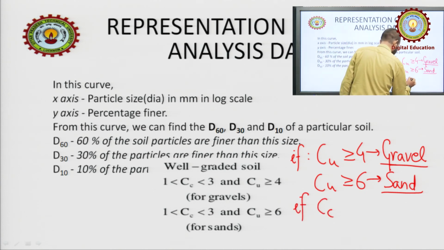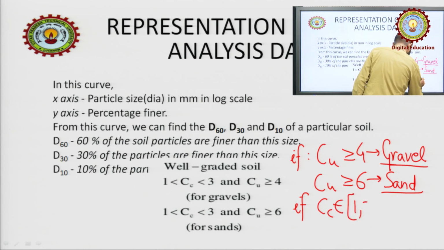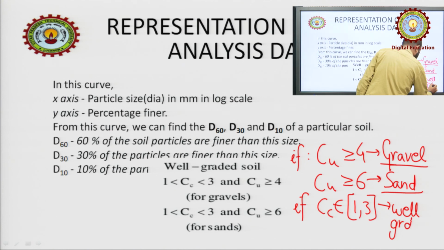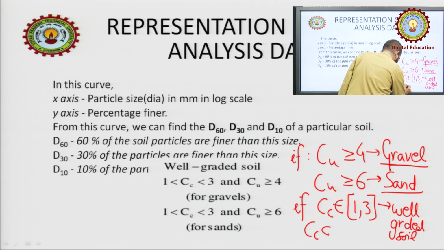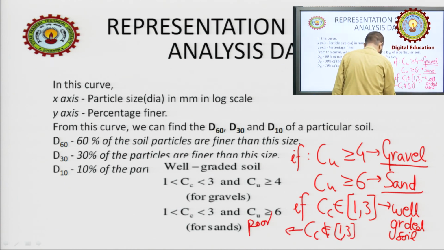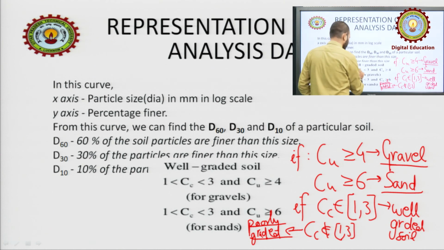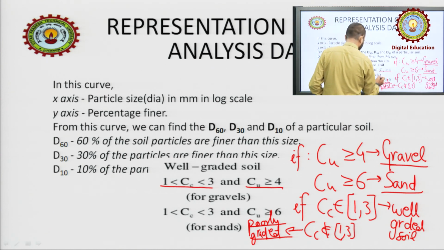Then we come to Cc or coefficient of curvature. If Cc lies between 1 to 3 included, then this will be well graded soil. Else, if Cc is not an element of 1 to 3, this will be obviously poorly graded.